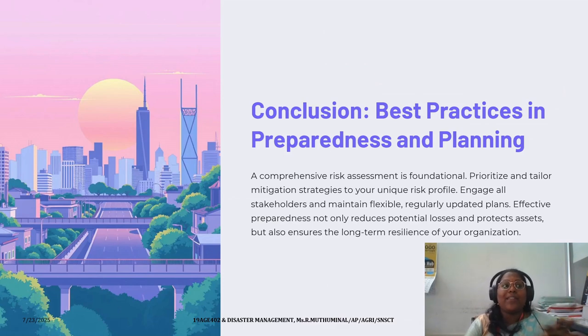So today we have seen the best practices that could be followed under risk assessment, that is preparedness and planning. We have come to the conclusion that comprehensive risk assessment is functional and foundational. We have to prioritize and tailor the mitigation strategies to your unique risk profile, and also engage all stakeholders and maintain flexible and regularly updated plans. This effective preparedness will not only reduce our potential losses, but will also help us to protect the assets and ensure the long-term resilience of your organization.